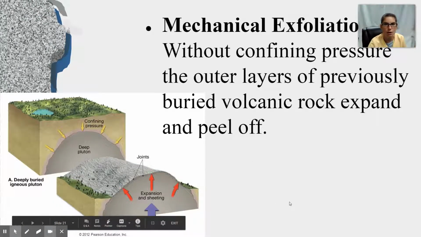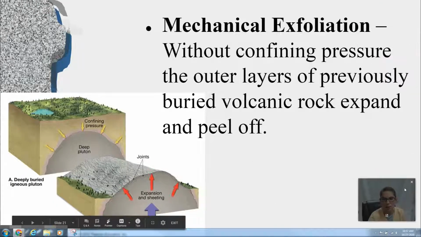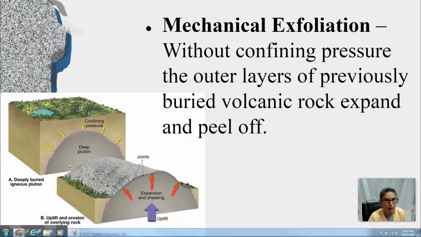All right, this one is called mechanical exfoliation, and mechanical exfoliation often occurs on igneous rocks. If you have an igneous intrusion, meaning you have lava that oozes, a very scientific word, into the Earth's crust, we get what's called a deep pluton. So this is an igneous rock in Earth's crust under the surface layer of soil and clay and things.